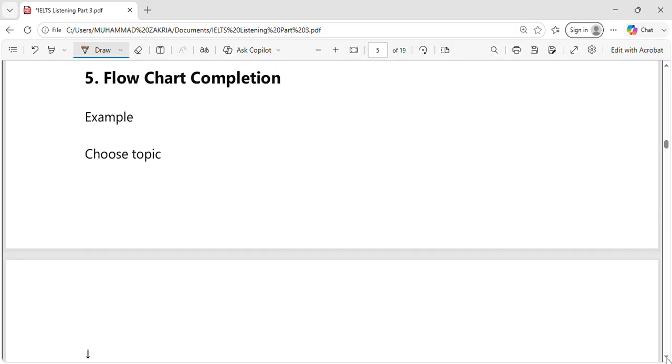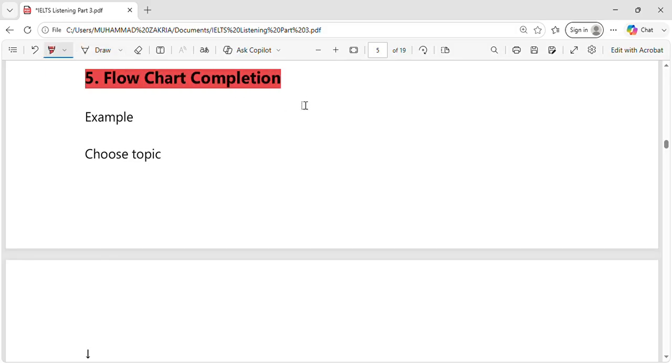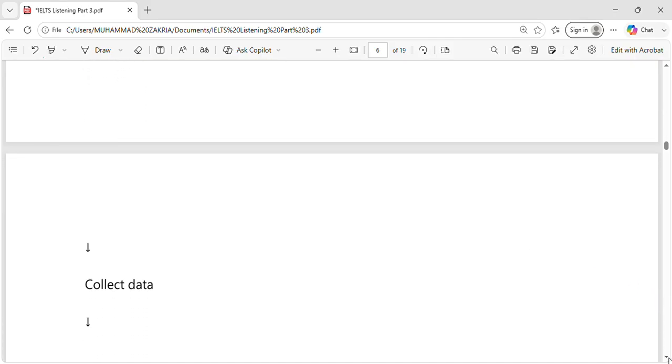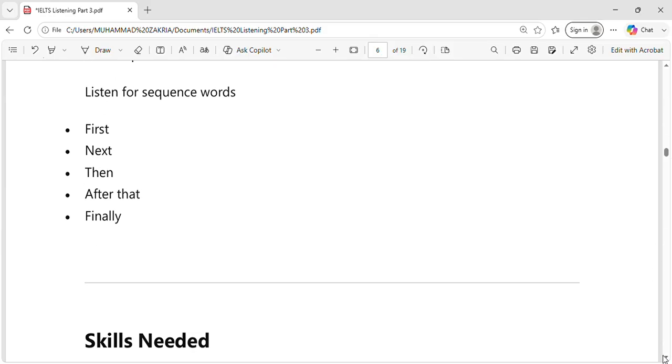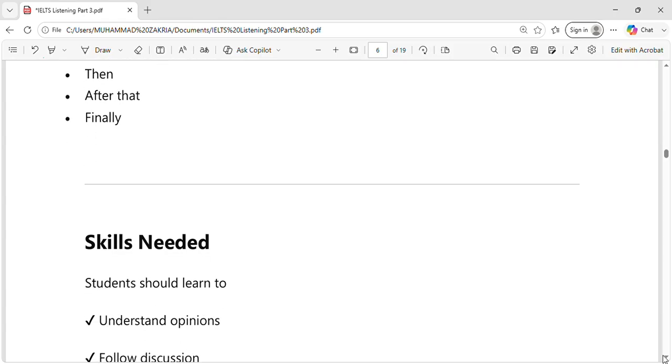Fifth type of question is flowchart completion. Flowchart completion may be very different. In flowchart completion, this is a type of question where we complete the flowchart. It's a type of note completion question. You know that flowchart is a table or note completion question, but this is the question type. So it depends on luck what type of question they give, but we discuss five types of question.